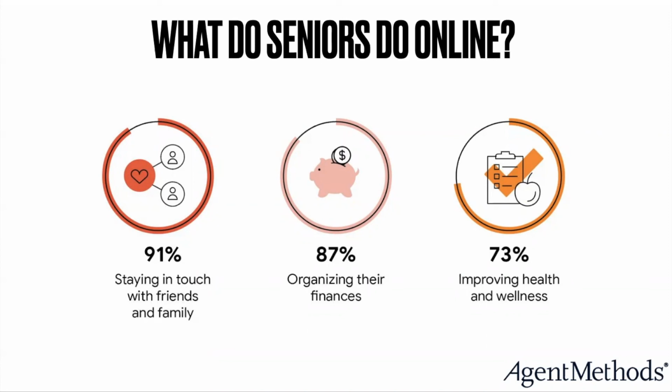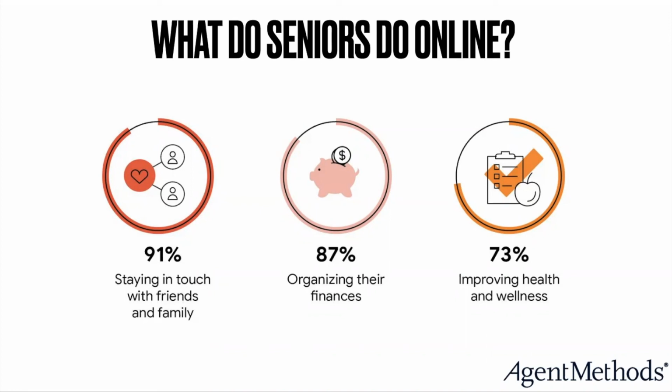87% organize their finances. So this is banking. This is managing their retirement plans, stuff like that. Doing online banking, managing your investments or your retirement online. That's technical stuff. It's also stuff that requires a high level of trust and confidence in their ability to not screw it up. If you think there's a risk that you're going to screw something up, you don't mess with your money. So people are going online to manage their finances. That tells us they're pretty confident in their abilities online.